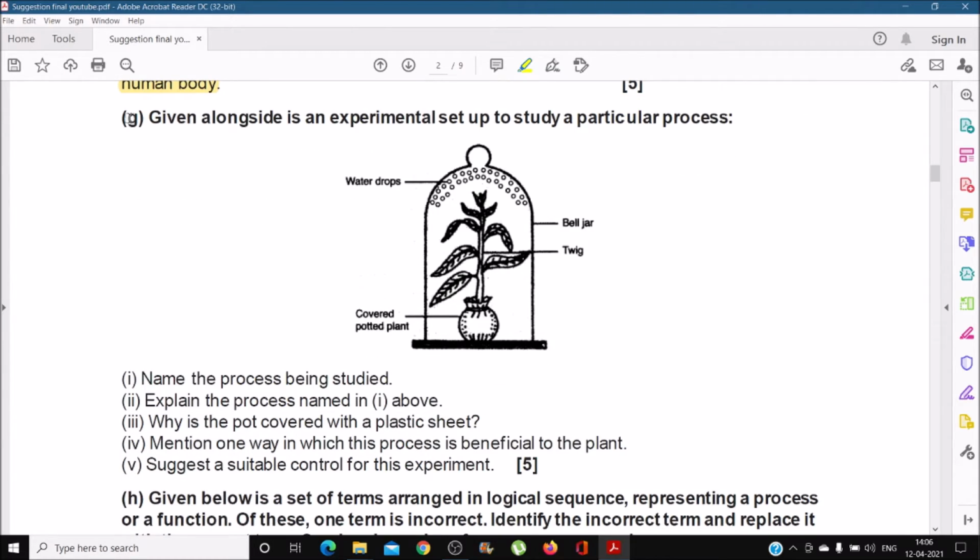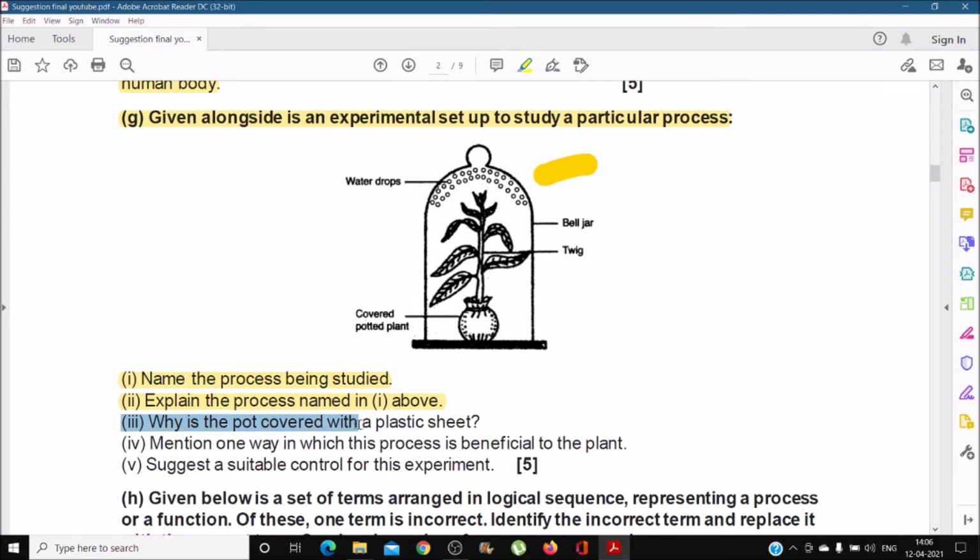Given alongside is an experiment set up to study a particular process. You have to answer: name the process being studied. Explain the process named in 1 above.